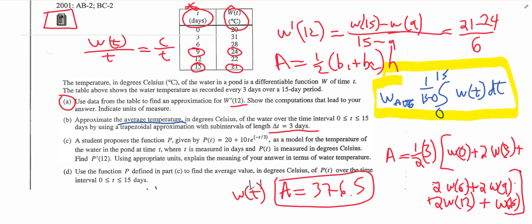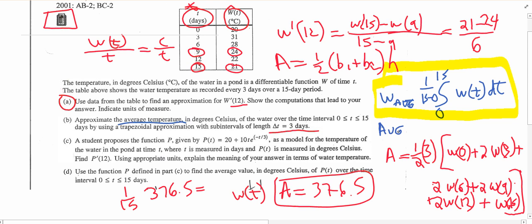So I'm just going to take my answer, 376.5, and multiply it by 1/15, and that's going to give me, looks like negative 0.549. No, excuse me, 25.1 degrees Celsius. I was looking at the next part. So the answer to this one is the average temperature in the pond is equal to 25.1 degrees Celsius.